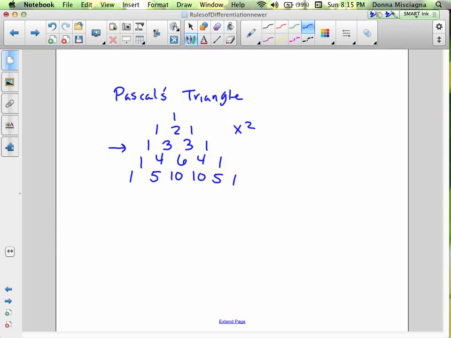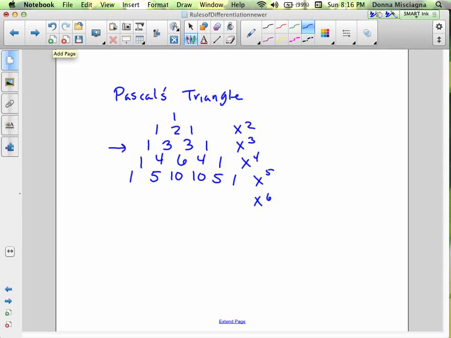There's the coefficients for x squared in the second row. There's the coefficients for x cubed in the third row. Here's the coefficients for x to the fourth. Here's the coefficients for x to the fifth. It's not hard. You can always draw it out, and if you draw it out one time, you probably will have it memorized because that's how easy it is.